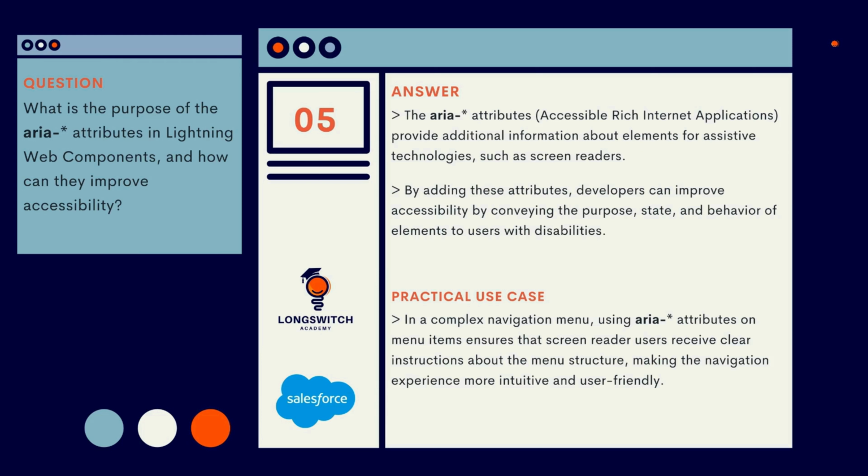disabilities. To understand the purpose of aria attributes, let's consider the example of a complex navigation menu. Using aria * attributes on menu items ensures that screen reader users receive clear instructions about the menu structure, making the navigation experience more intuitive and user-friendly.